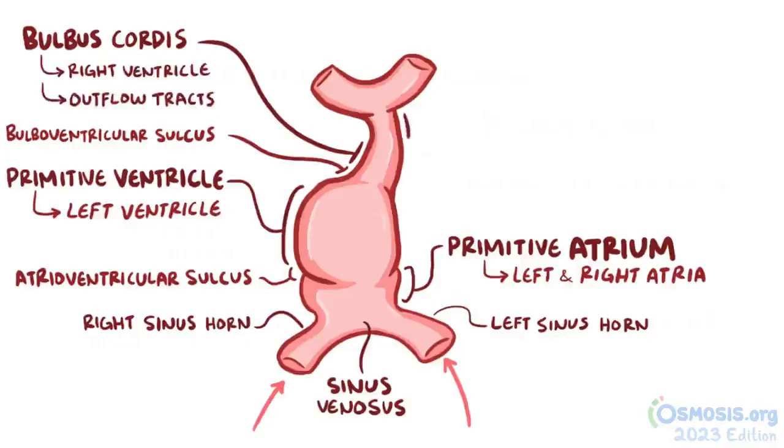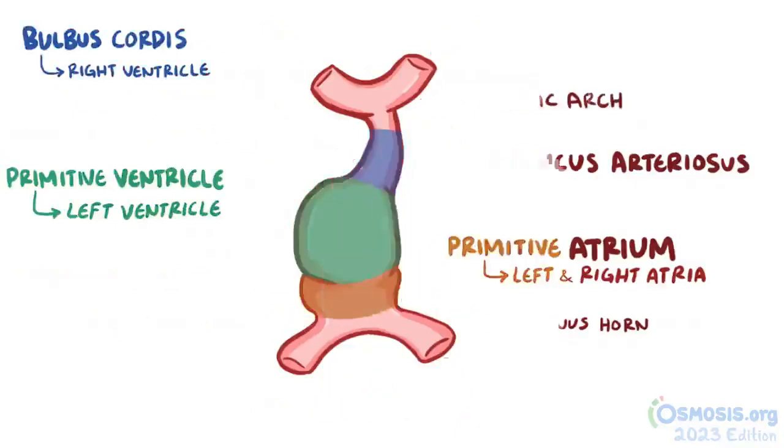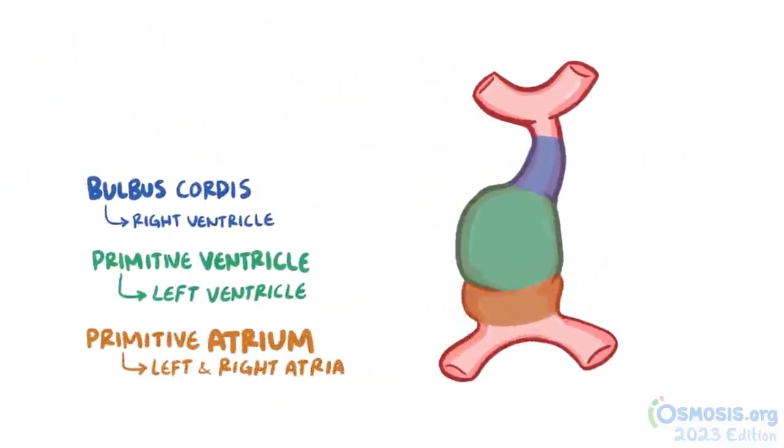Finally, at the top of the heart tube, there's the truncus arteriosus, which pumps blood through the aortic sac into an early version of the circulatory system made up of the aortic arches. Clearly, this organization of structures doesn't look like the adult heart.